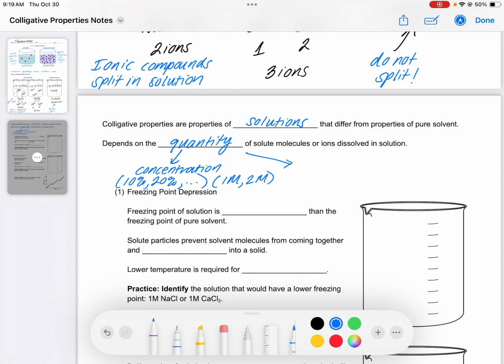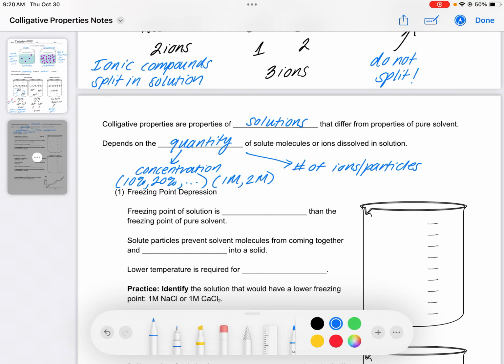So colligative properties depend on quantity. We're going to consider the concentration, so how many particles we have, but then also the number of ions or particles that the molecule splits up into. And so this is why we need to know how many ions an ionic compound is going to split up into, or know that a covalent compound is not going to split up at all.